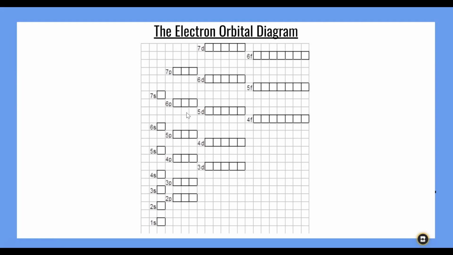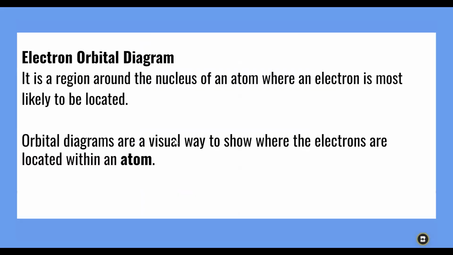7 means 7 energy levels. And there are 4 types of orbitals: S type of orbital, P type of orbital, D type of orbital, F type of orbital. Okay. And we have rules on how to place the people we are talking about here. The people that we place in the hotel are electrons. Electrons. Okay. So what is an electron orbital diagram? It is a region around the nucleus of an atom where an electron is most likely to be located. So orbital diagrams are a visual way to show where the electrons are located within an atom.